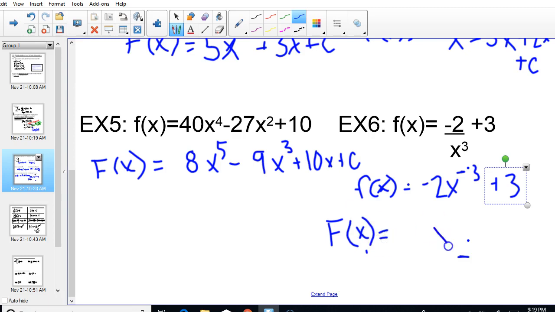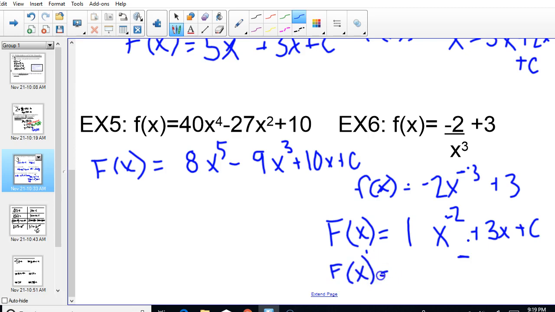So we would have x to the negative 2 power, because we're going to increase the exponent by 1. And then if we divide out front, negative 2 divided by negative 2, that would just give us a 1 here, which we really don't have to write. And then we'd have a plus 3x and a plus c. Now you might see this written back like this: 1 over x squared plus 3x plus c.